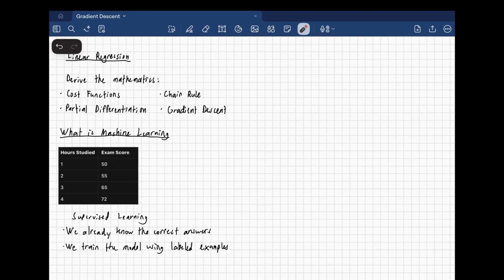Have you ever wondered how does Netflix recommend movies? How does YouTube predict what you'll watch next? And how can a machine learn patterns from data? Today, we're going to learn one of the most important foundations of machine learning, linear regression.